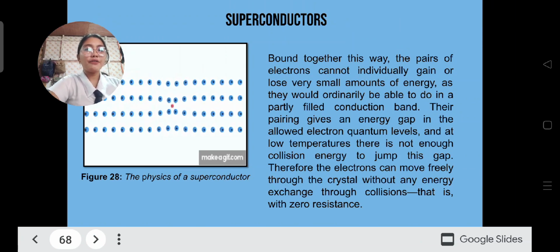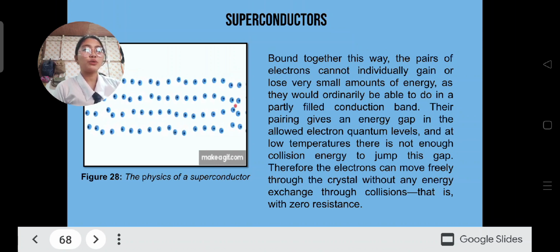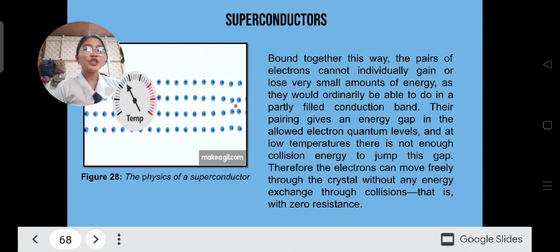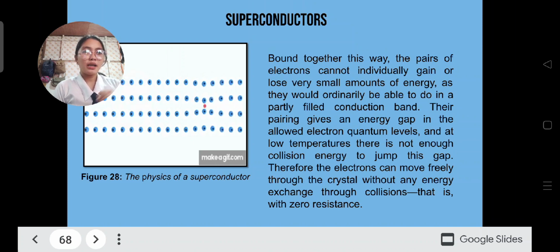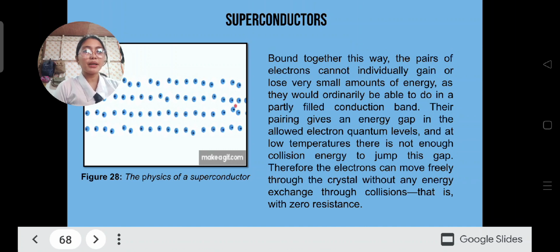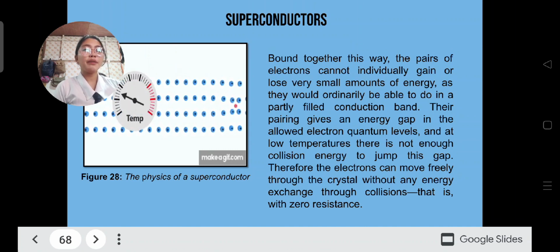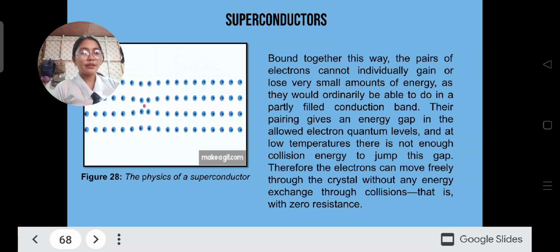So the pairs of electrons cannot individually gain or lose very small amounts of energy as they would ordinarily be able to do in a partly filled conduction band. Their pairing gives an energy gap in the allowed electron quantum levels, and at low temperature, there is not enough collision energy to jump this gap. Therefore, the electrons can move freely through the crystal without any energy exchange through collisions. That is, with zero resistance.